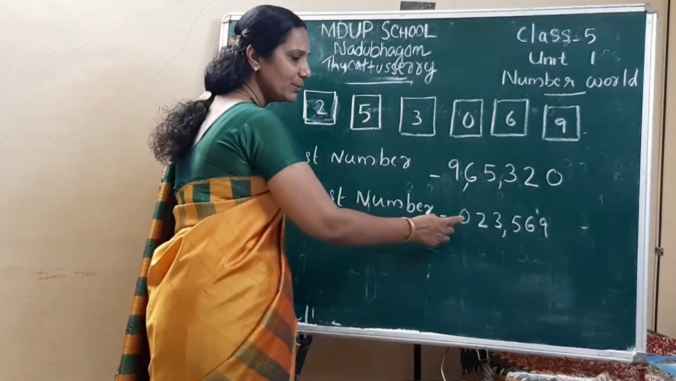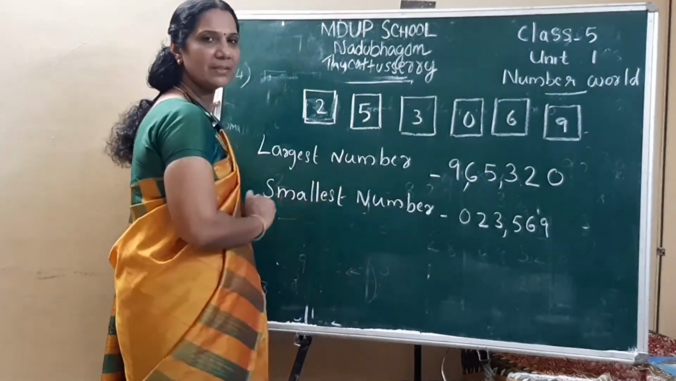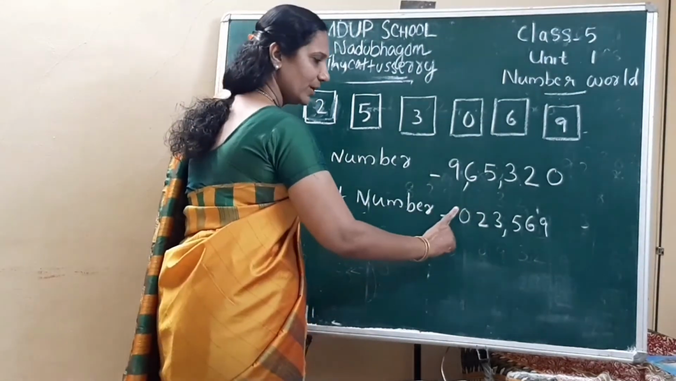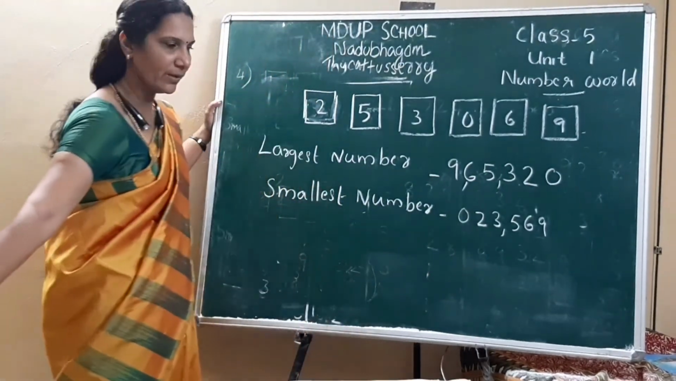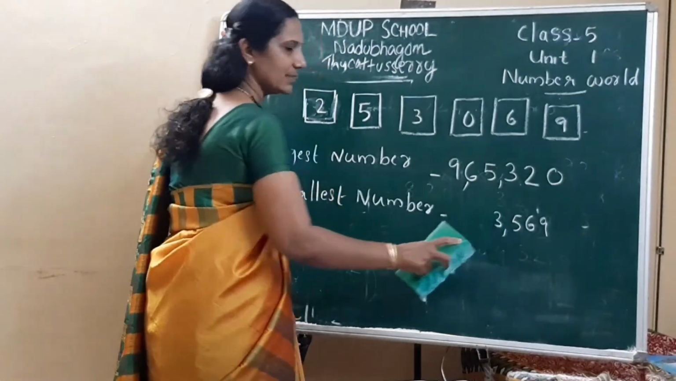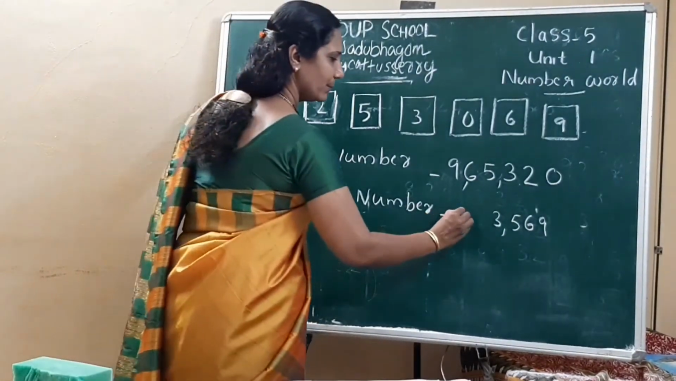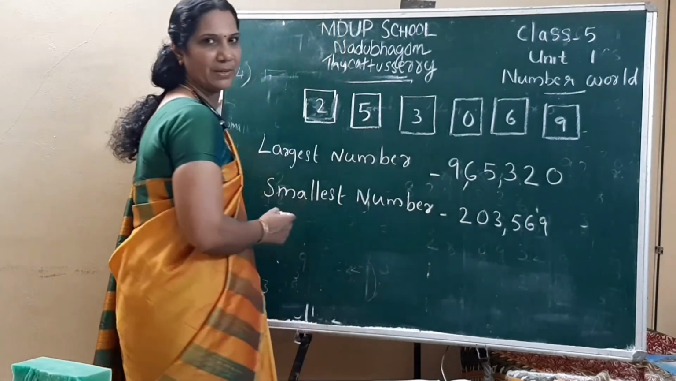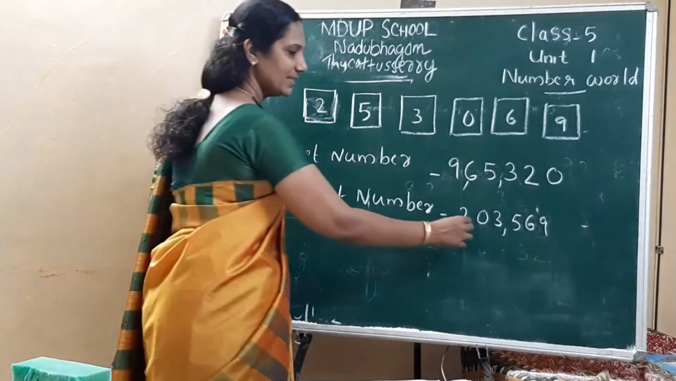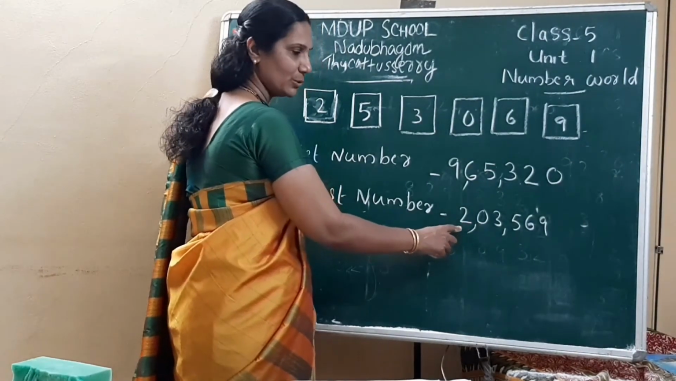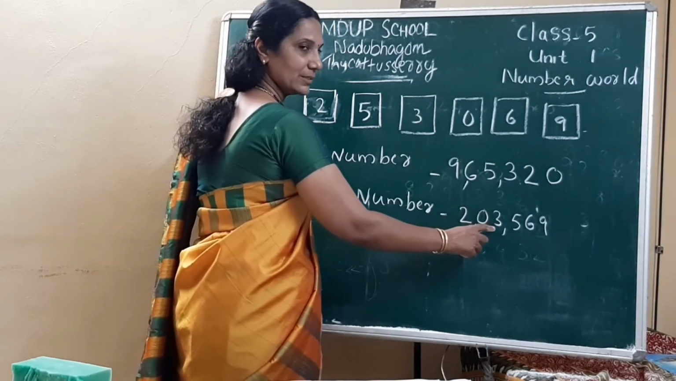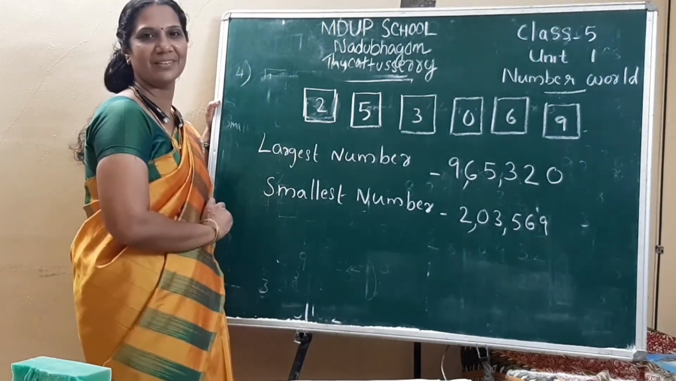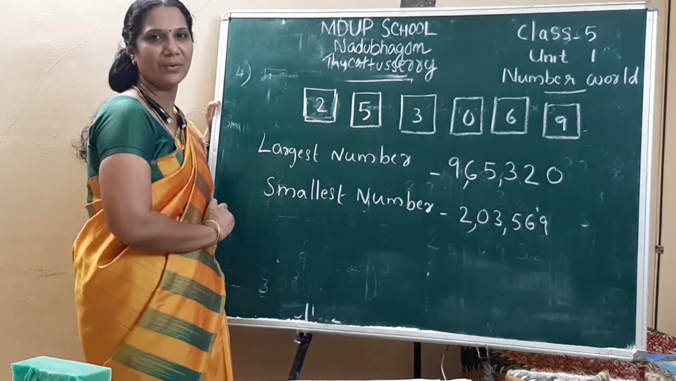So is it possible to start a 6-digit number with 0? No. So we want to arrange these two digits. We cannot start with 0. So you take 2 in the lakh place, 0 in the 10,000 place. That means we get the smallest number 2,03,569. This is the smallest number. Okay, all of you? Okay.